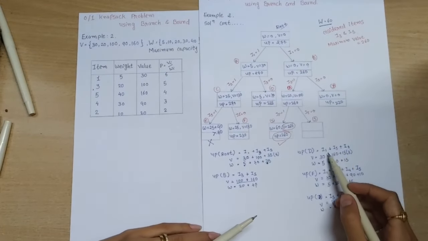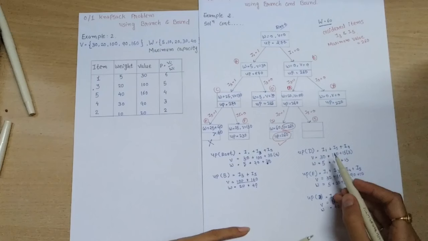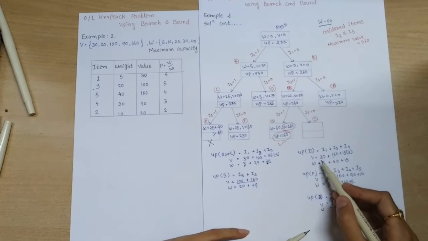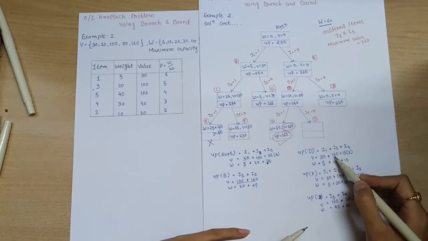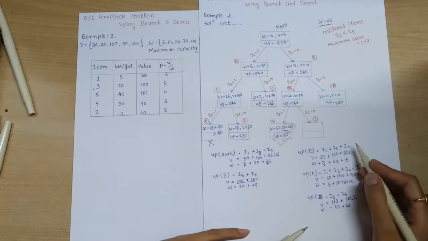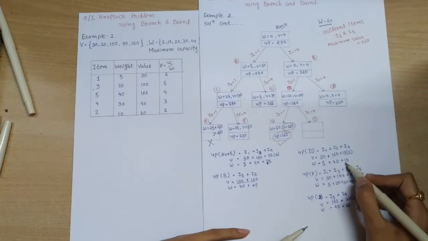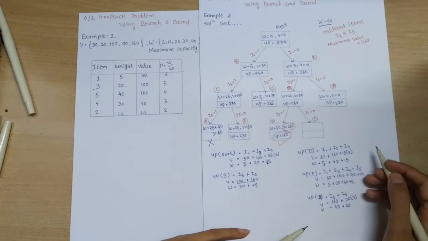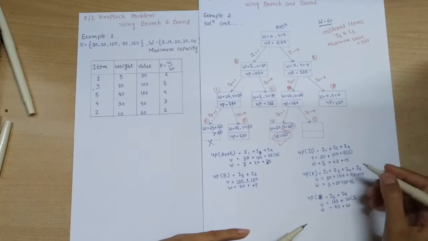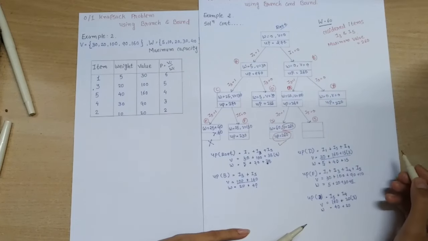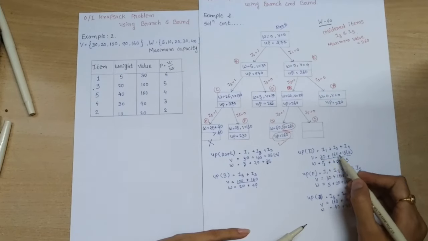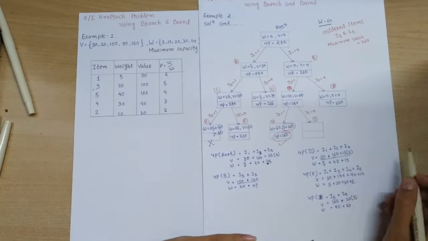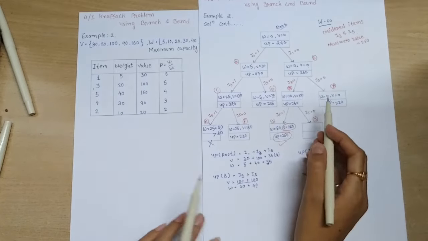So upper bound for node D is, considering item 1 having value 30 and weight 5, item 5 having value 160 and weight 40, and item 4 we have to take only 15 units of weight. So the upper bound for node D is 30 plus 160 plus 45, that is 235.